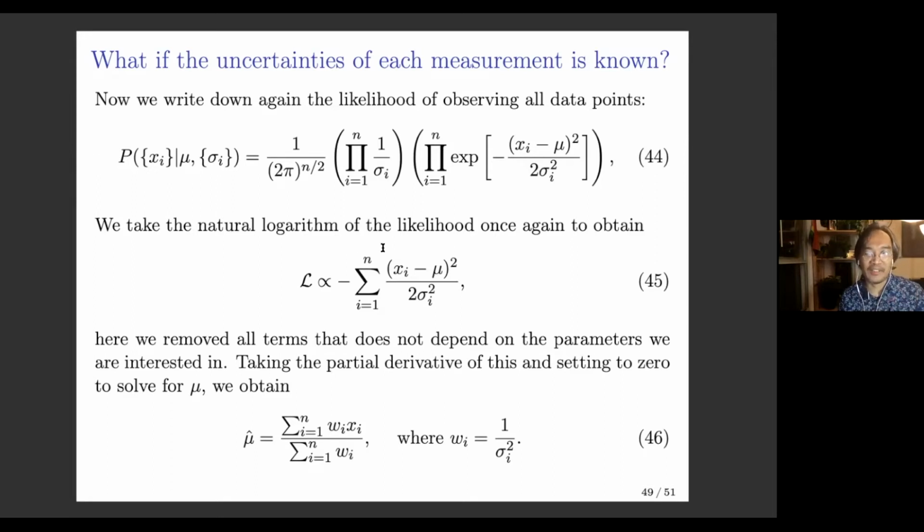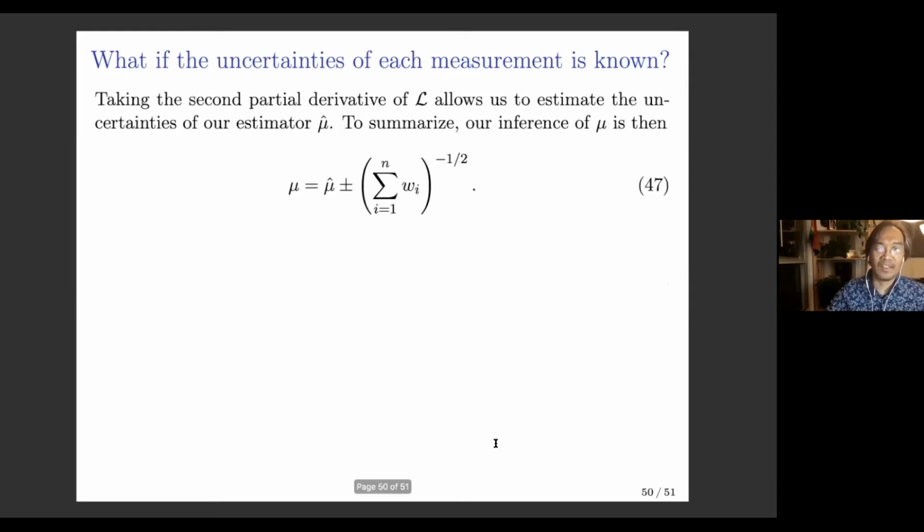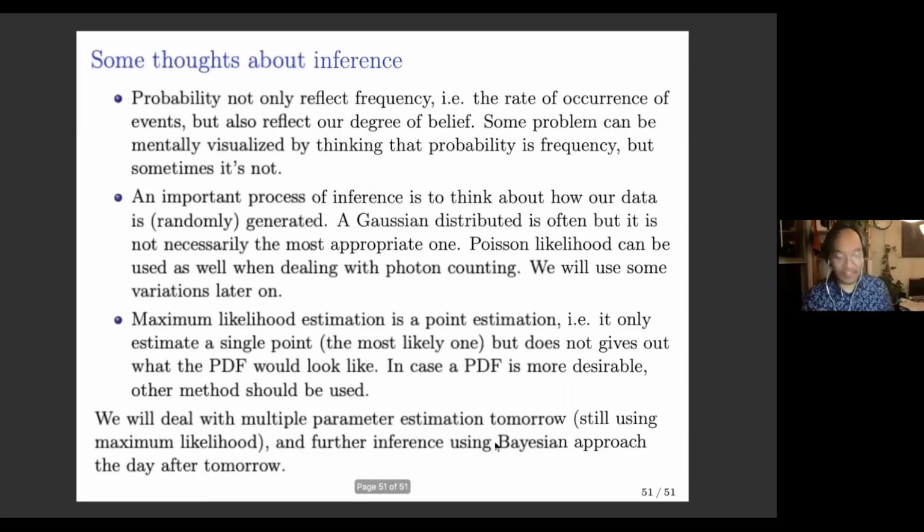And if you take the natural logarithm of the likelihood, you'll get this. And if you do the whole thing again, this is our estimate. So it's no longer an arithmetic mean, it's a weighted arithmetic mean. The weight is the inverse variance of individual measurements. So that's why it's different. What's the uncertainty? That's the inverse square root of the sum of the weights. Right, so that's some basic introduction of inference.